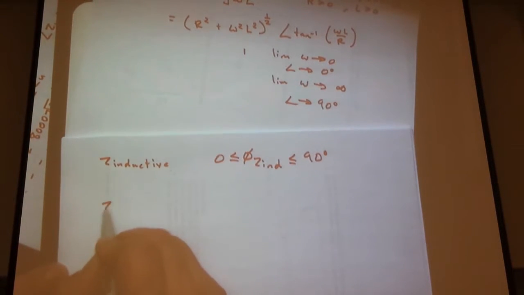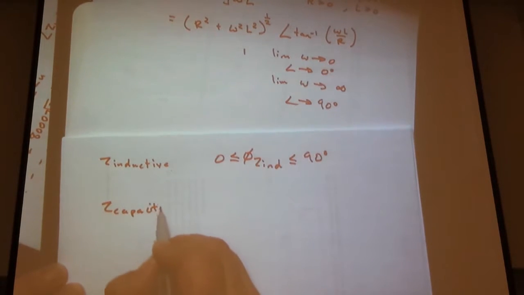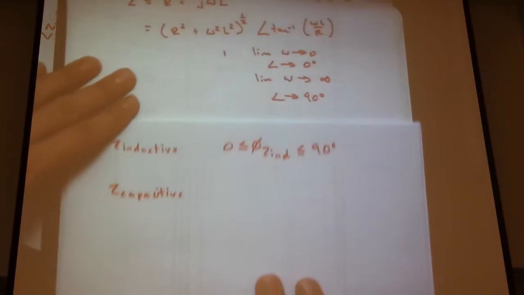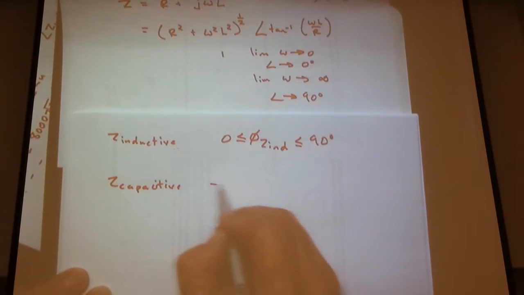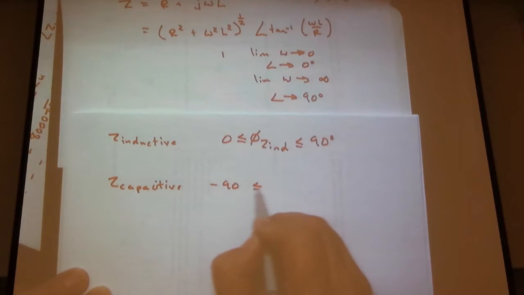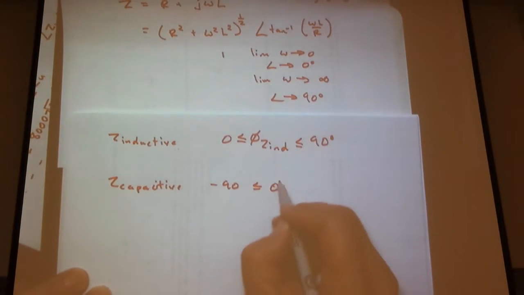And we can say the same thing about capacitive. What are our limits on Z capacitive going to be? We can do the same type of math, or we can just infer it from symmetry. What are our limits going to be? Negative 90, or again, negative pi over 2, which is a better way of writing it.